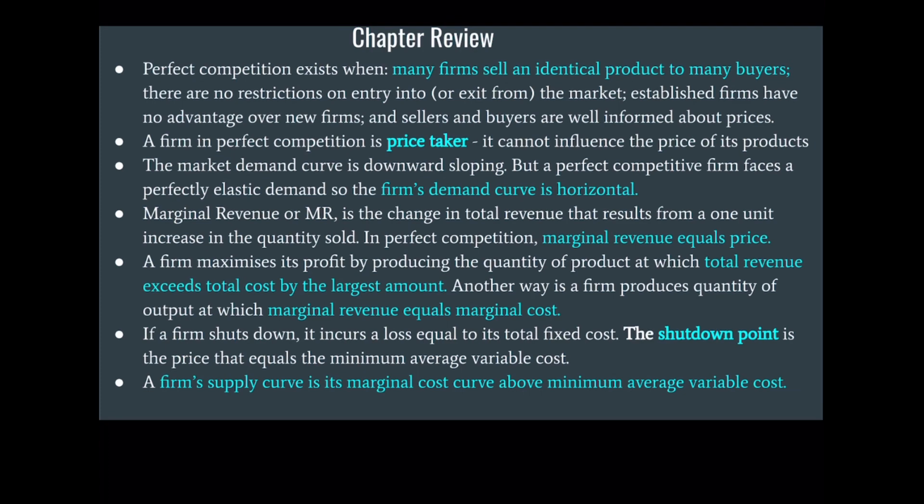A firm maximizes its profit by producing the quantity of product at which total revenue exceeds total cost by the largest amount. Another way is a firm produces the quantity of output at which marginal revenue equals marginal cost. If a firm shuts down, it incurs a loss equal to its total fixed cost. The shutdown point is the price that equals the minimum average variable cost. A firm's supply curve is its marginal cost curve above minimum average variable cost.